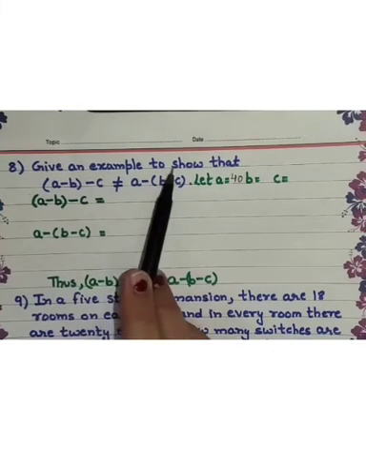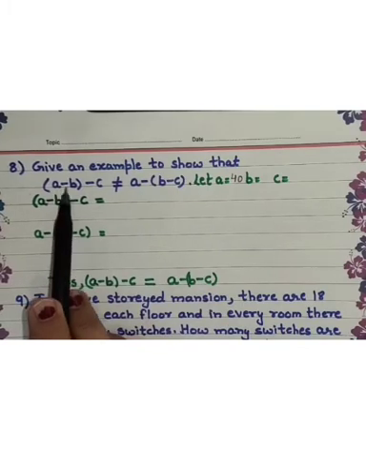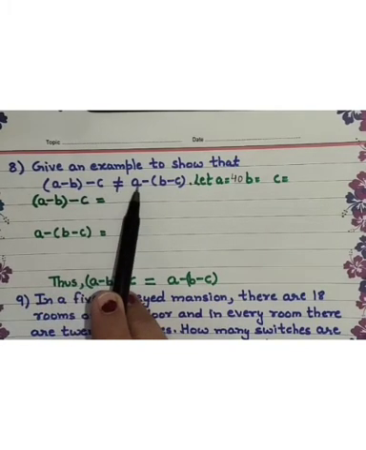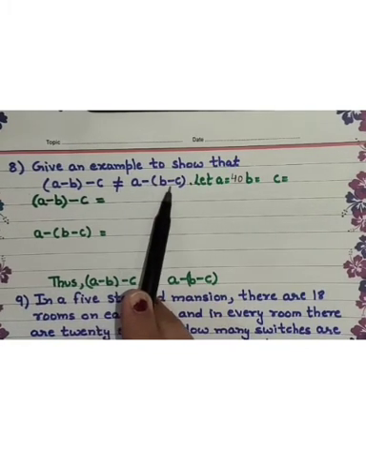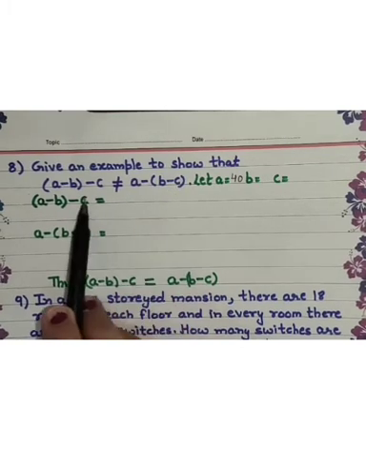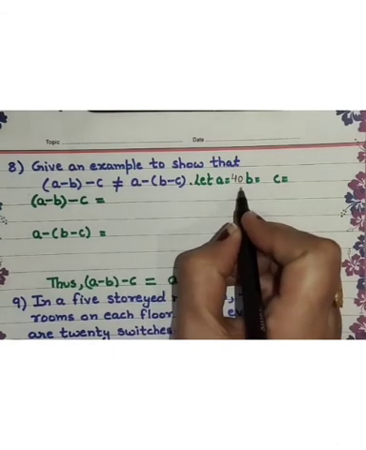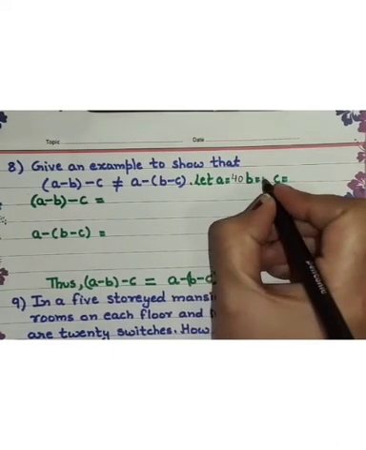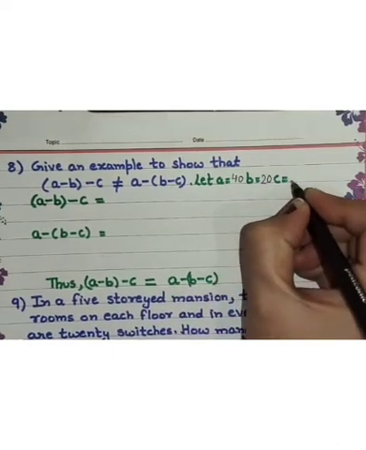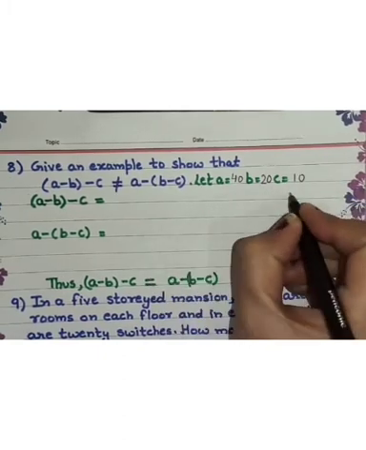Question number 8. Give an example to show that (A minus B) minus C is not equal to A minus (B minus C). To solve this question, we take 3 values. Value of A we will take 40, value of B we will take 20, and value of C we will take 10. You can take any 3 values.